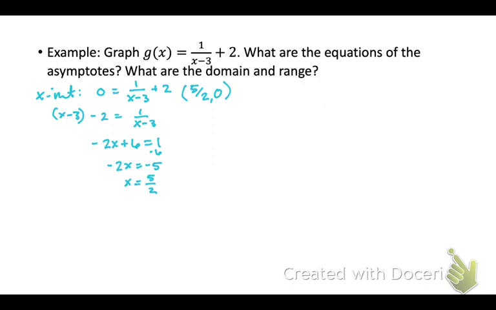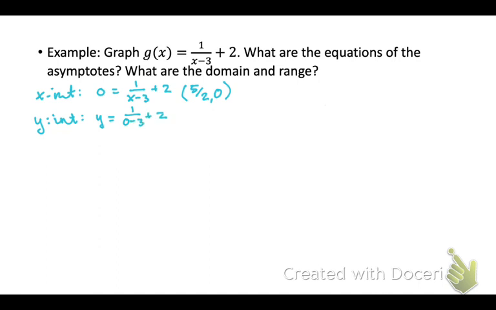Okay, can I erase my work? Okay, so y-intercept, how do I find a y-intercept? Set x equals 0. It's always easier to find a y-intercept, I think. So y equals 1 over 0 minus 3, plus 2. So that gives me negative 1/3 plus 2, but I have to get common denominators, so that is going to be what?